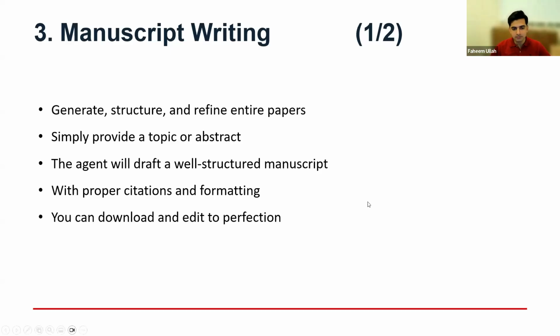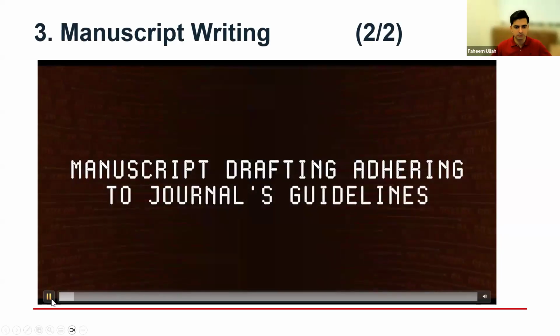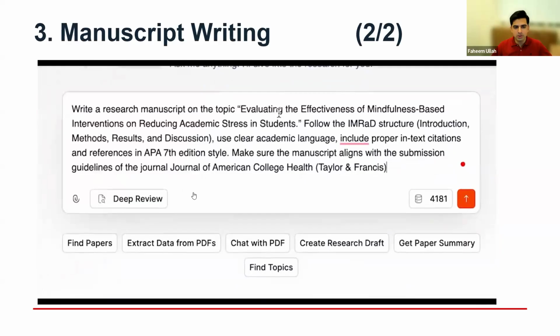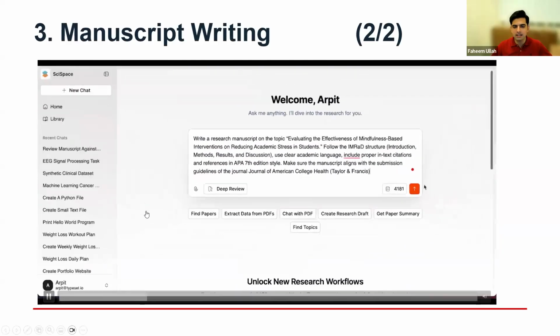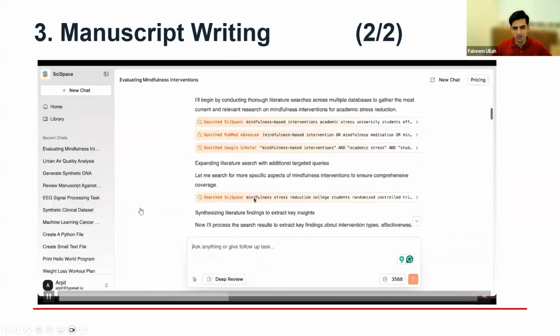So in the same way as the previous two use cases that I've shown, the first one was for systematic literature review, the second one was for proposal writing, and now we are going to see how we can write manuscripts using SciSpace AI Agent. So you write a prompt. You can also upload your own data or your own findings, and you can say that, okay, based on these findings, prepare a draft of the manuscript for me.